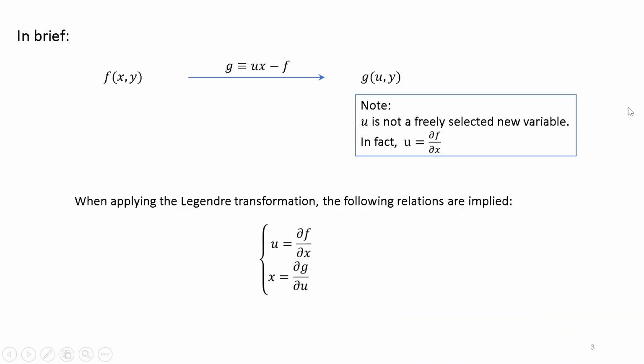Again, a similar diagram here. So f of x, using this definition, gets us to g of u. The u looks like a new variable, but as you have seen already in the previous example, u is actually representing the slope of the tangent of the original function. So u is this, and these two relations are always implied whenever you apply the Legendre transformation.